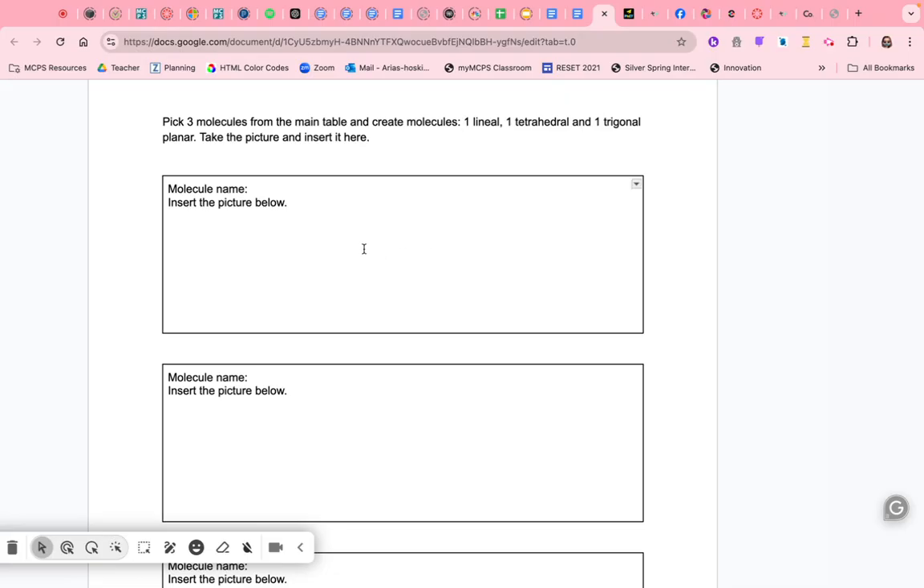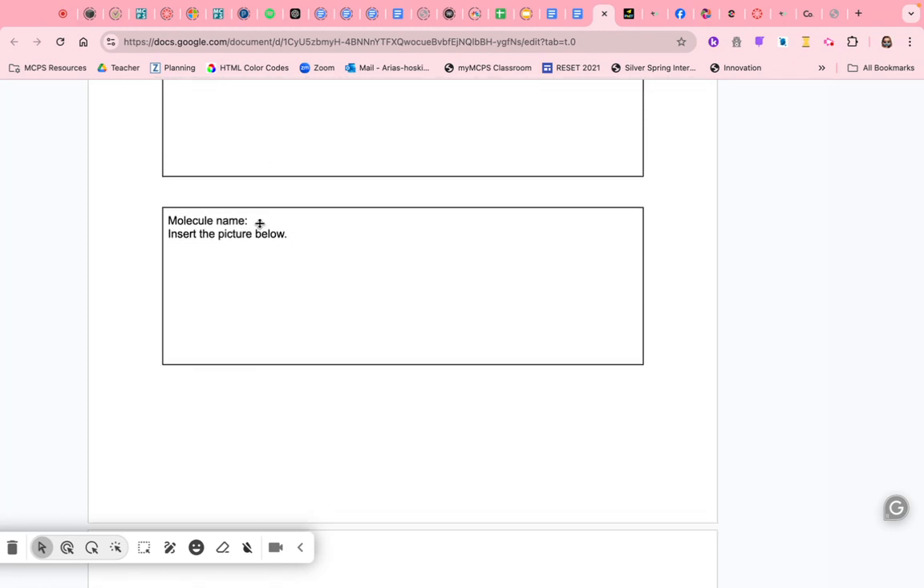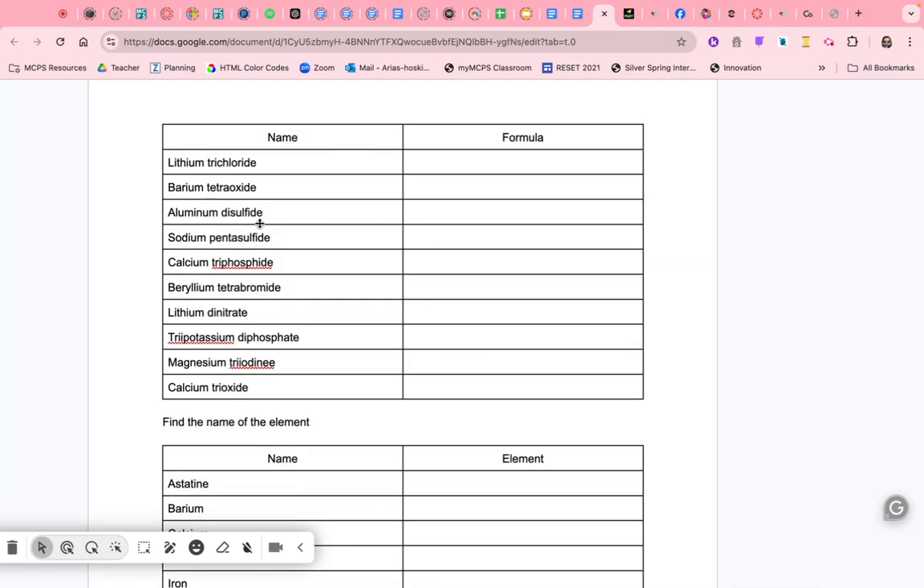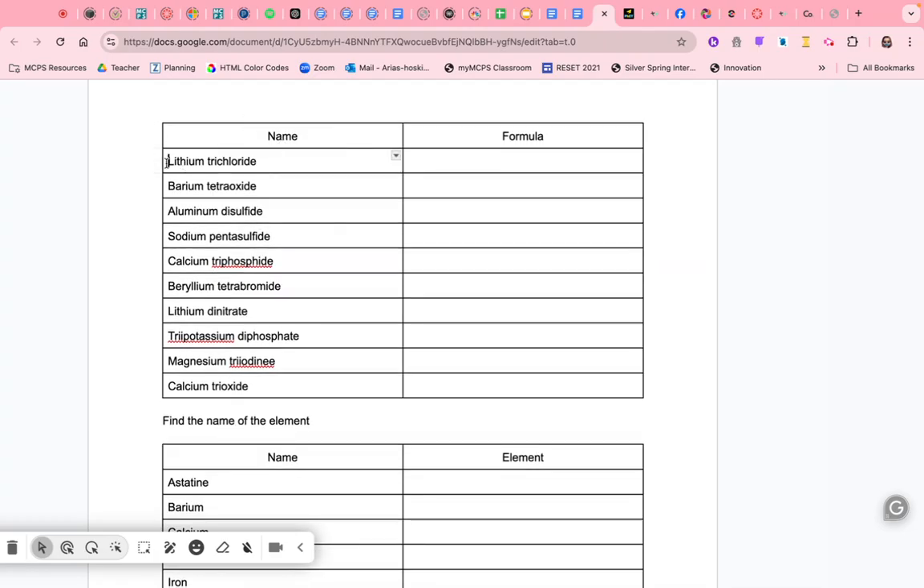But basically what you're going to do, you're going to create the molecule. First, you're going to create the name. Then you're going to draw the picture, okay? And I'll show you how to do this part. In this one right here, the name is going to be vice versa of what you did at the beginning of the class. So the first part in here, it says lithium trichloride. Now you have to write the formula. So it would be LiCl.